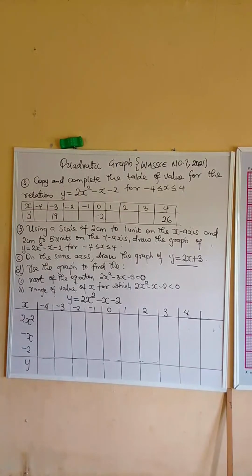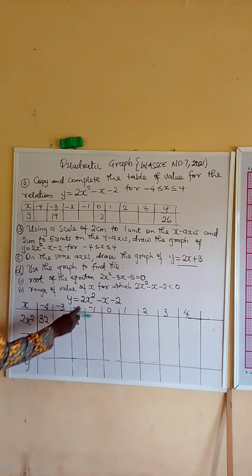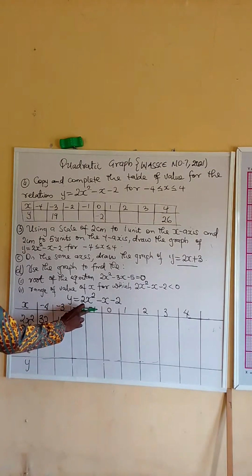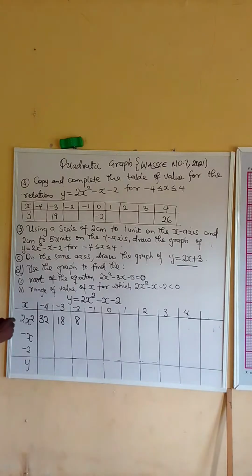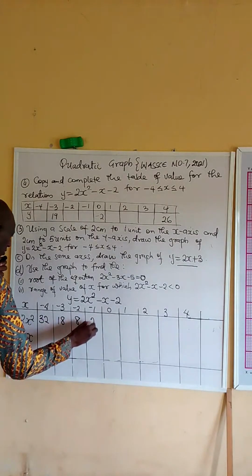Then what is 16 times 2? It gives us 32. Minus 3 times minus 3 is 9. 9 times 2 is 18. Minus 2 times minus 2 is 4. 4 times 2 is 8. Minus 1 times minus 1 is 1. 1 times 2 is 2.